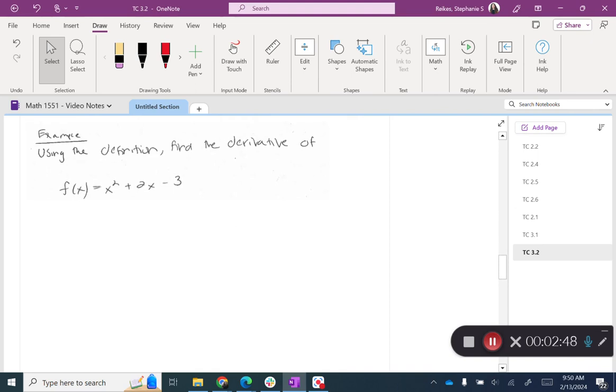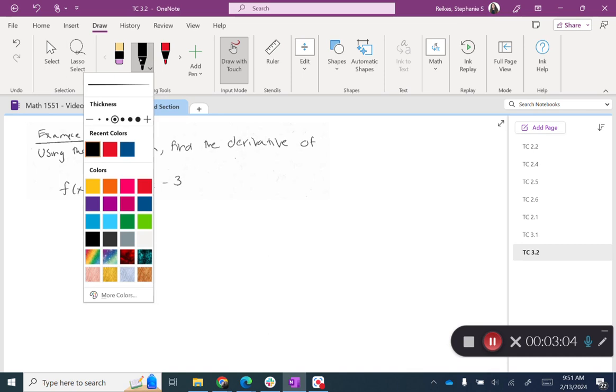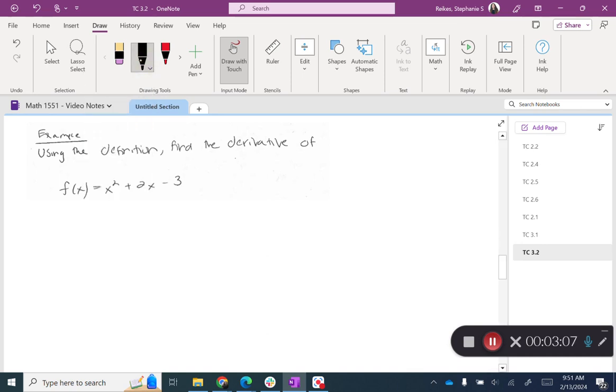Let's start looking at a few examples on now actually finding the derivative. All right, using the definition, find the derivative of f of x is equal to x squared plus 2x minus 3. So, writing our definition, we have the limit as h approaches 0 of f of x plus h minus f of x all over h.